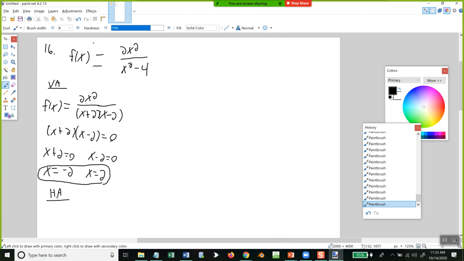Now, horizontal asymptote. Degree of the top is 2, degree of the bottom is 2. Degrees are the same, so this is case 3. So we create a new fraction, taking the number off of the x to the largest power. So we're going to have 2 on top. And there's an invisible 1 before this x squared, so that's 2 over 1. So our horizontal asymptote will be y is equal to 2.